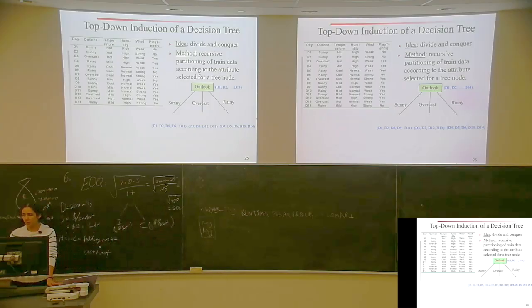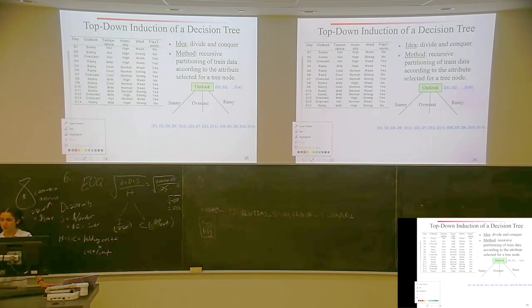So now for outlook sunny, should I continue or do we reach a leaf node? How many instances have outlook sunny? 5 days, right? So do I reach a leaf or should I continue splitting? Continue splitting, because some of them belong to class no and some of them belong to class yes. So not all of them belong to the same class. So here, can I actually draw here?